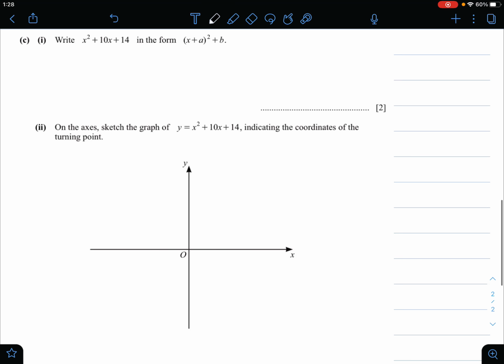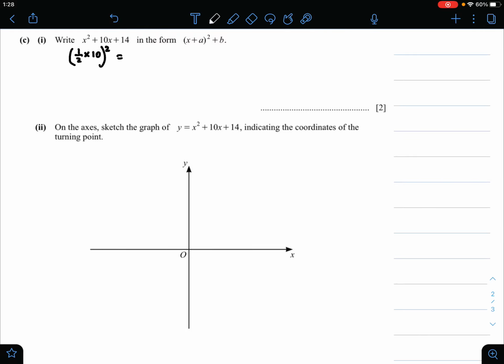So in part C1, they are asking us to write a quadratic equation in a different form. Okay, so to do that first, we have to find the original middle term first. So how we do that is we use the formula half of the middle term, in this case it's 10, the whole square.